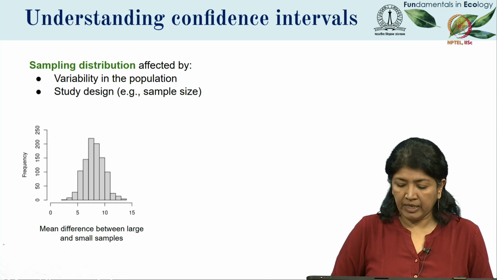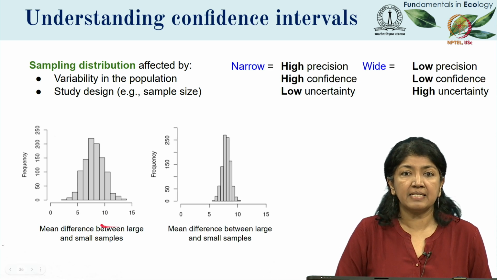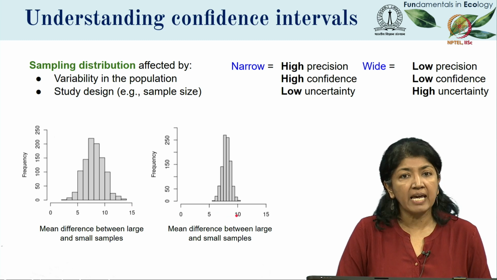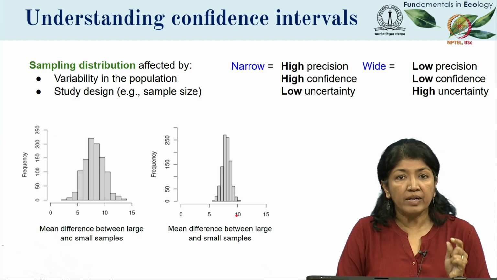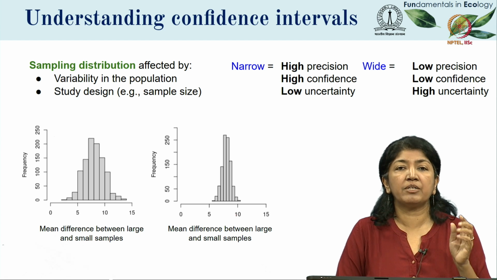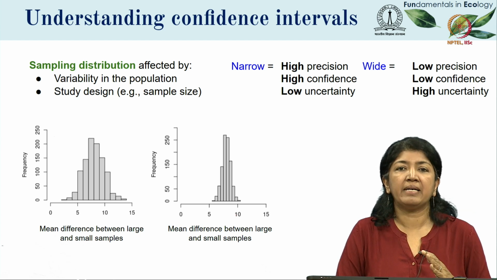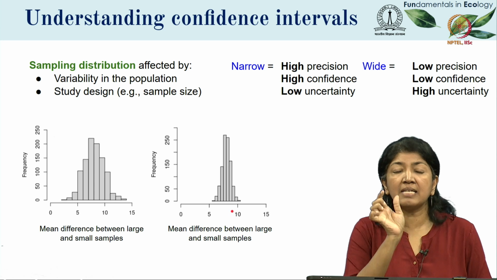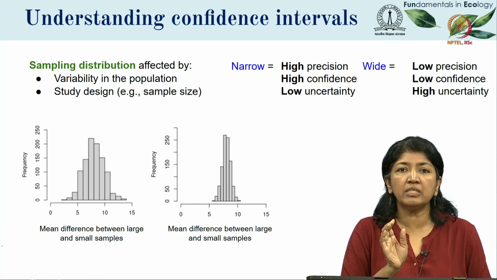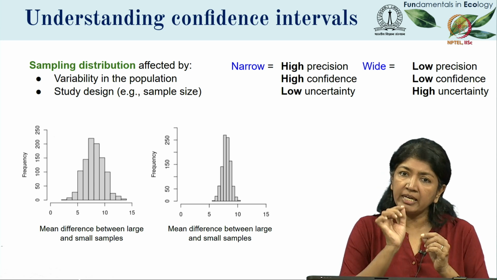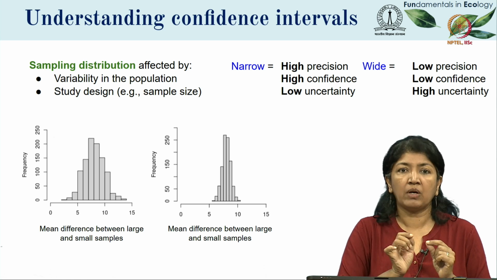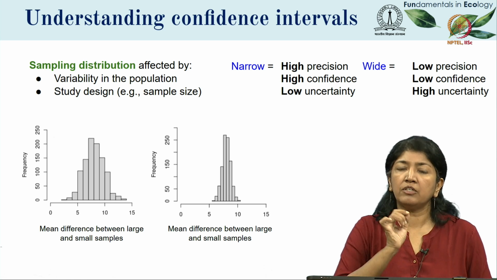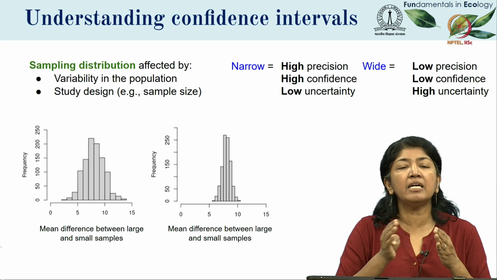So, if we increase sample size, the panel on the right shows you the sampling distribution of the same parameter, which is the difference in species richness between large and small habitat patches. It shows you the sampling difference when you have a large sample size. So, you can see you have a narrow sampling distribution, which means each time you do the study, you will keep getting very similar guesses of the true population parameter. Your sample means will be very similar to each other.